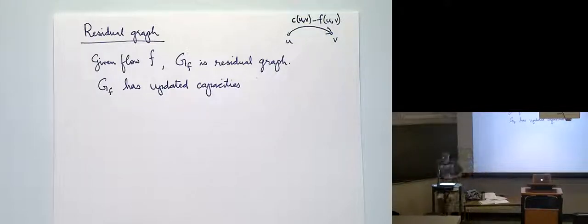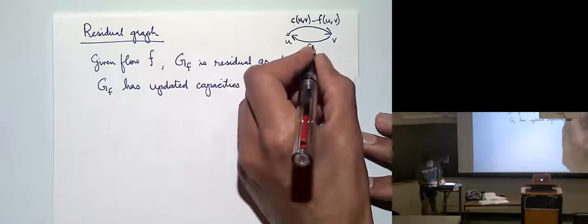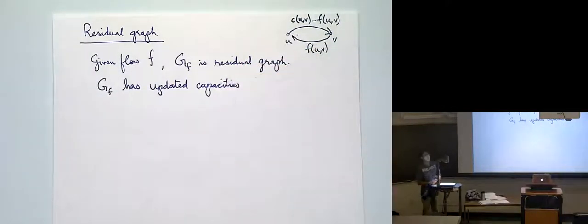You can model that by instead putting an edge from here whose capacity is actually FUV. That's like saying that you are also now allowed to send FUV units of flow from V to U, which kind of cancels out the flow that you had initially. It's a remarkable trick. I mean, actually, the more you think about it, the more you'll be amazed at it.